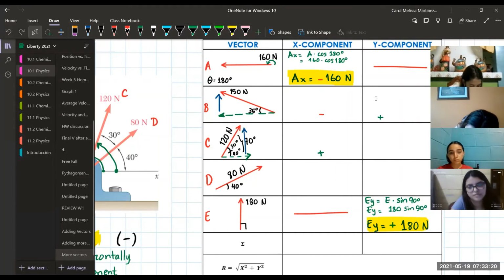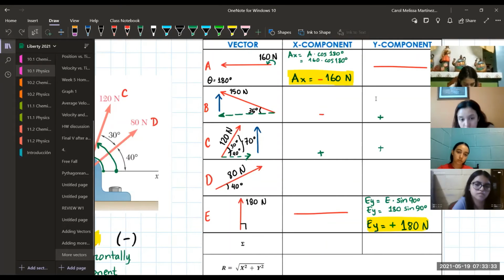Well, it looks very messy over there. Well, the y component goes up, so it's going to be positive. dx, positive or negative? Positive. dy, positive or negative? Positive. So the signs are completed, we can do the procedure.